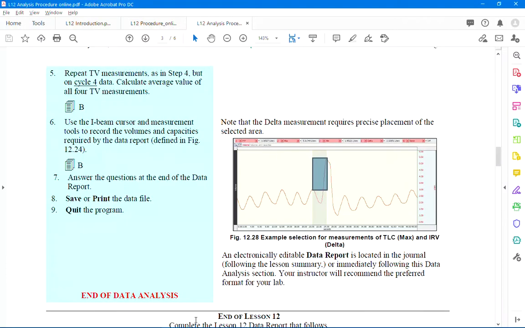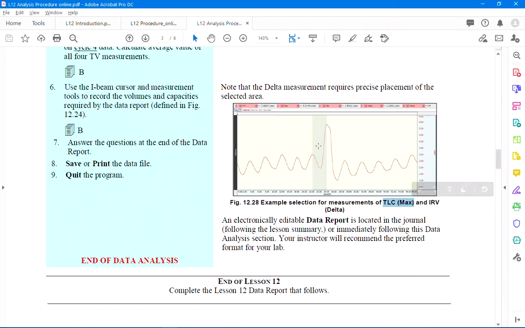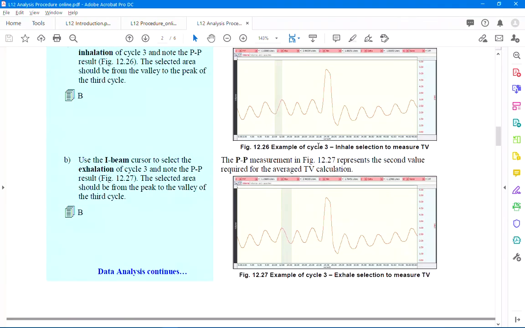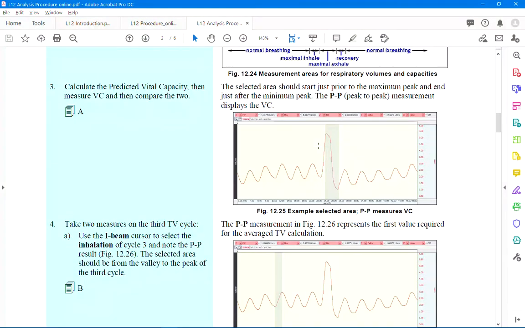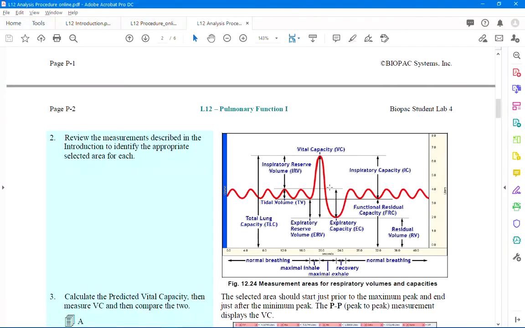Okay, let's go back to your data analysis. So all of these give you your example when you go through. Here would be your total lung capacity. It talks about that as well as you go through. Now, one of the other areas where you might need is to measure your minimum value. So if you look at this figure here, you'll see that we have our vital capacity going from the top all the way to the bottom. You have your expiratory capacity.